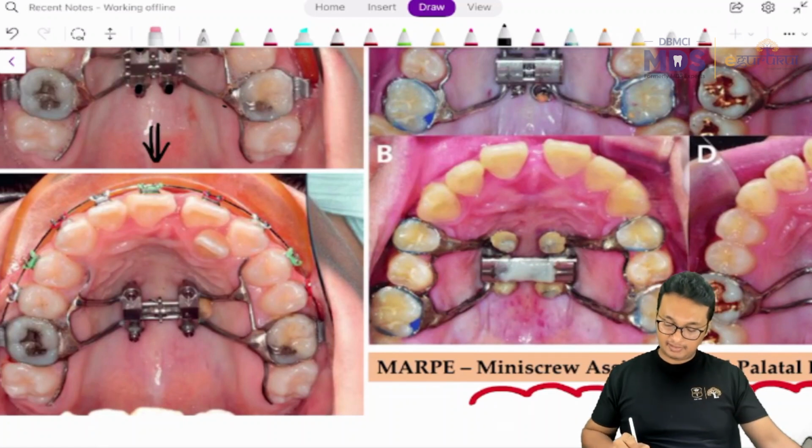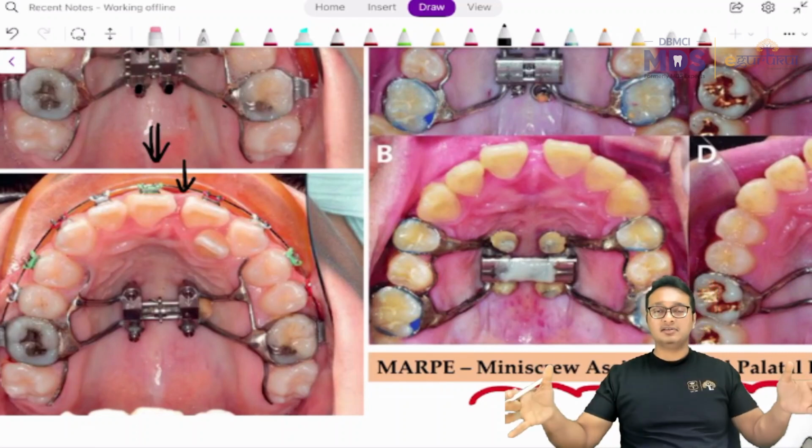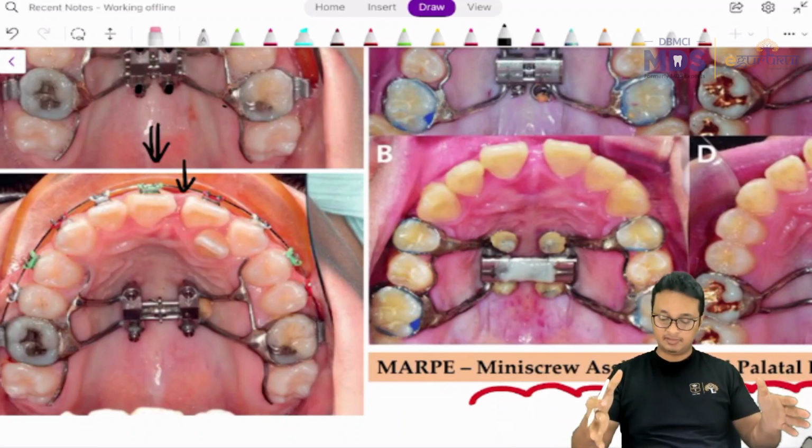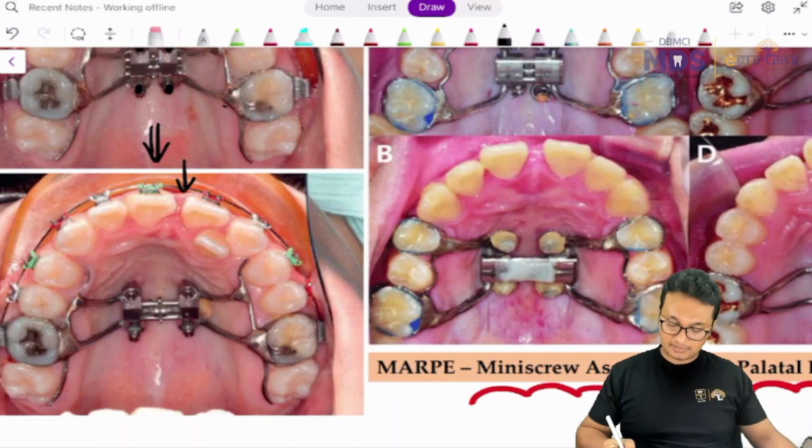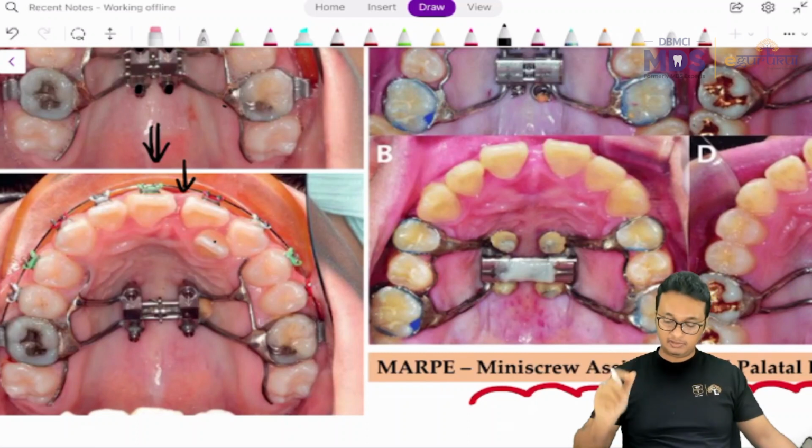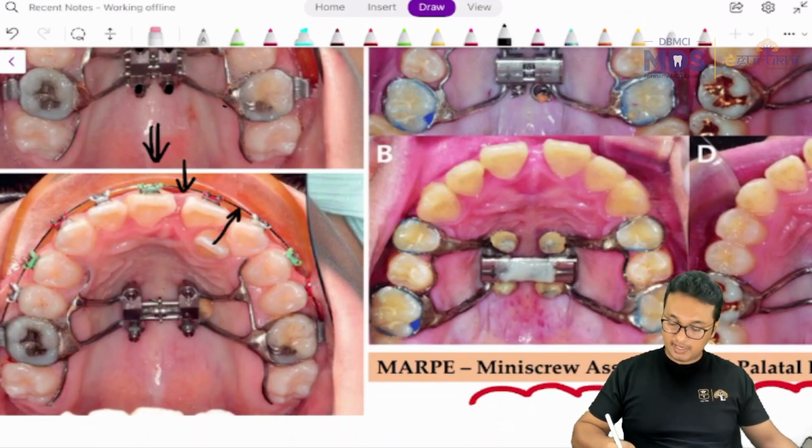We have activated the appliance here, and that has caused opening of the midline diastema as well as an increase in the arch width as well as arch circumference. Once sufficient space has been created here, this particular tooth will be bonded by means of an orthodontic bracket and it will be pulled into normal occlusion.